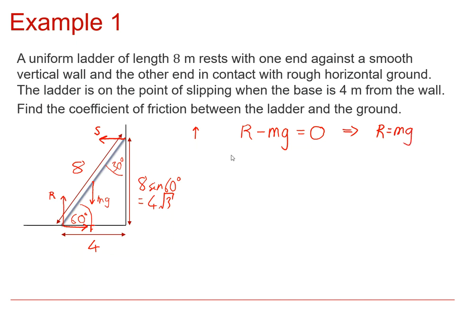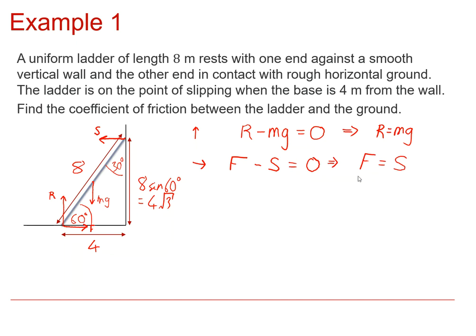Now let's resolve horizontally. Acting to the right, we have the friction, F, and acting to the left we have the reaction from the wall, S, and because that's acting to the left we'll put a negative sign in front of that. That has to equal 0 as well. So that means that F is equal to S.